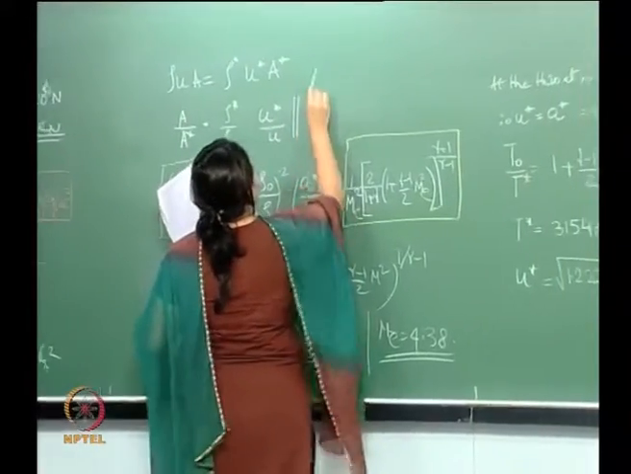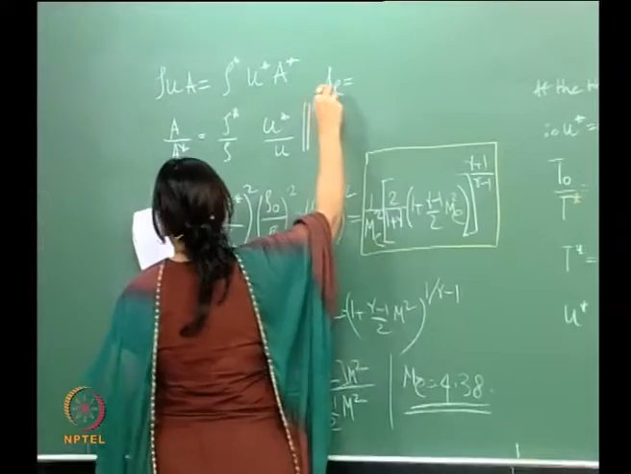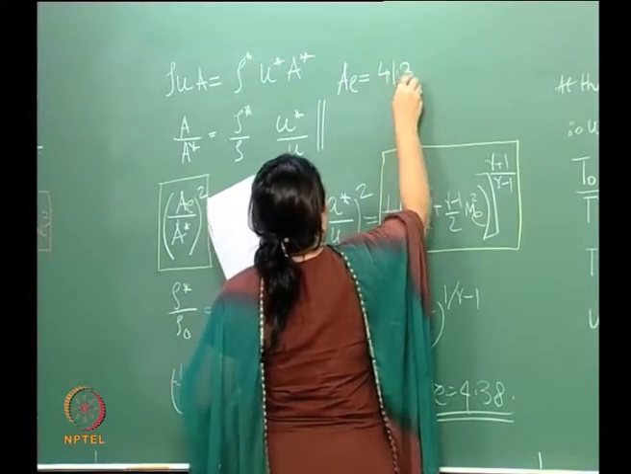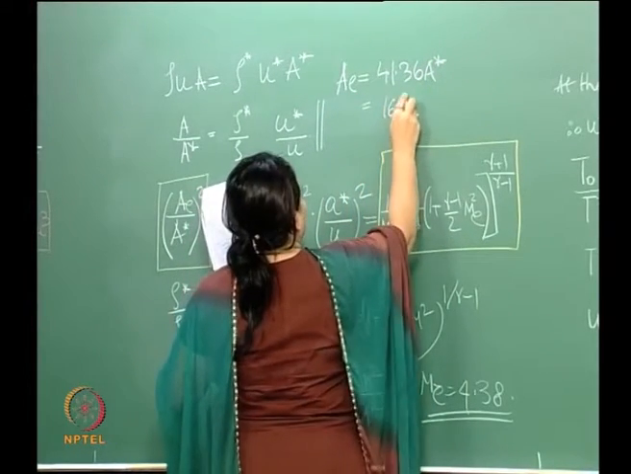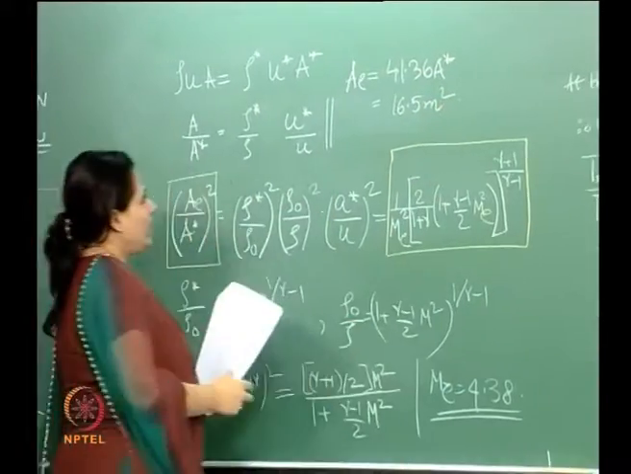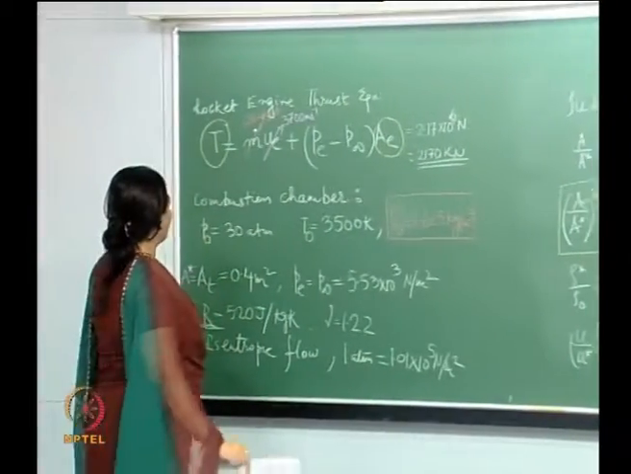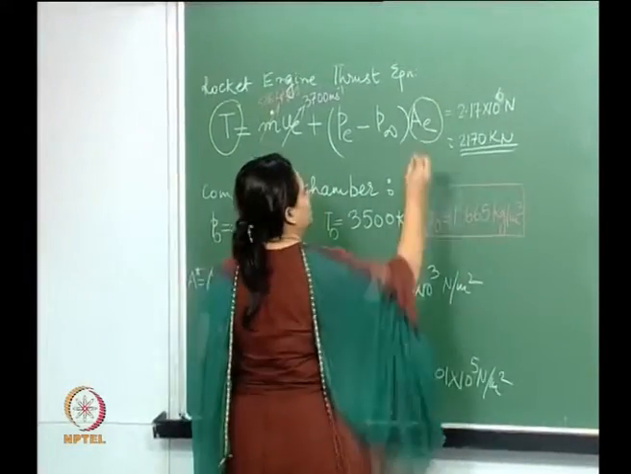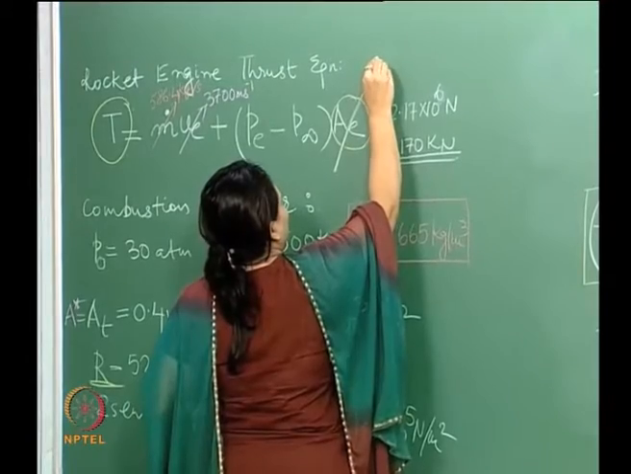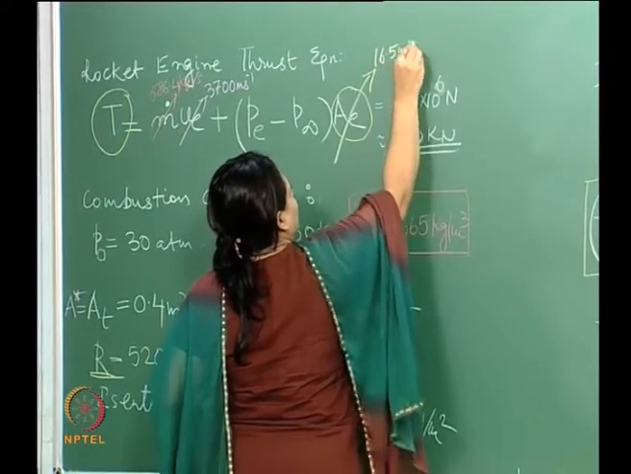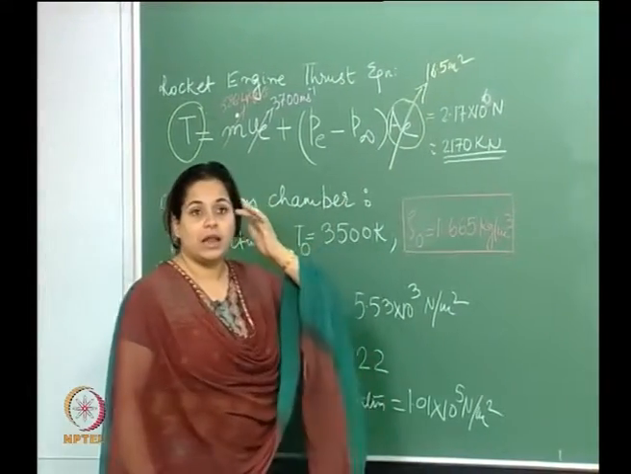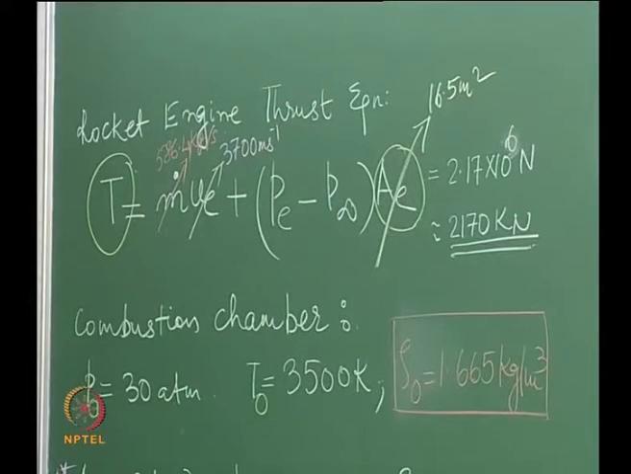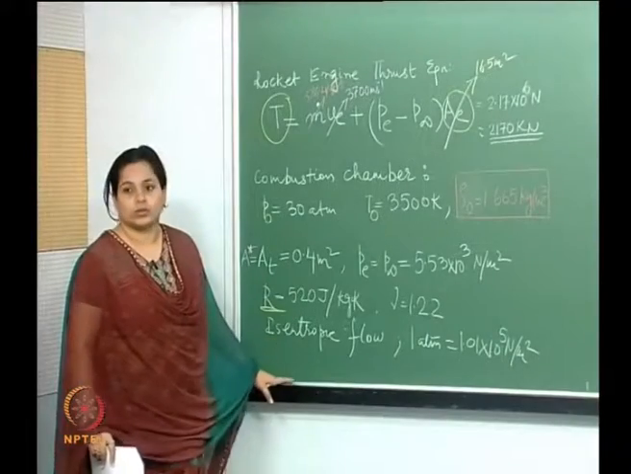Now, A at the exit comes out to be a little more than 40 times the area at the throat. So we have calculated the area at the exit, and this comes out to be little more than 40 times the area at the throat.